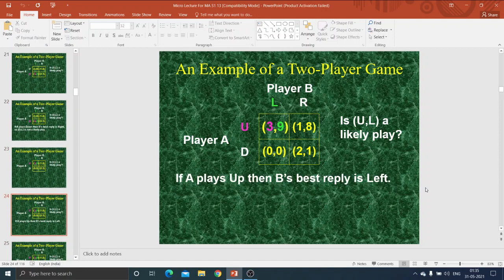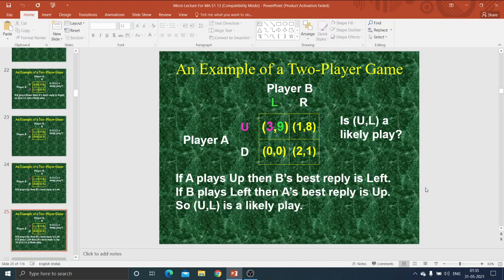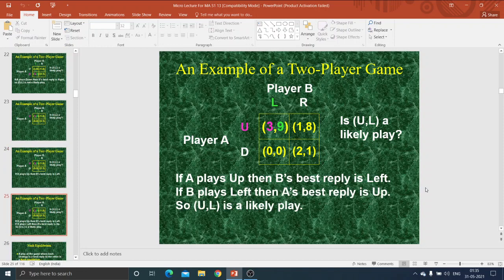Similarly, is up and left a likely play? If A plays up, then B's best reply is left itself. And if B plays left, then A's best reply is also up. So up and left is a likely play. So we have found two likely plays and two non-likely plays. 3-9 and 2-1 are likely plays, and 1-8 and 0-0 are non-likely.